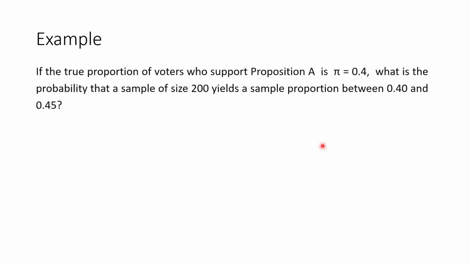So let's have a look at an example. If the true proportion of voters who support proposition A is 0.4, the population proportion, what is the probability that a sample size of 200 yields a sample proportion between 0.4 and 0.45? So in other words, they're asking for this. Let's have a look at the solution.